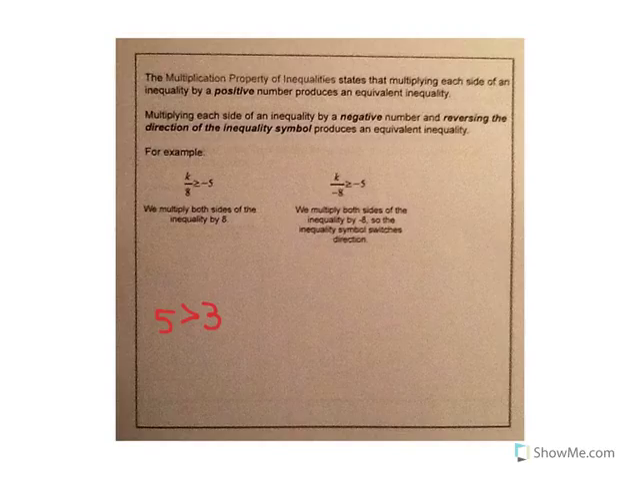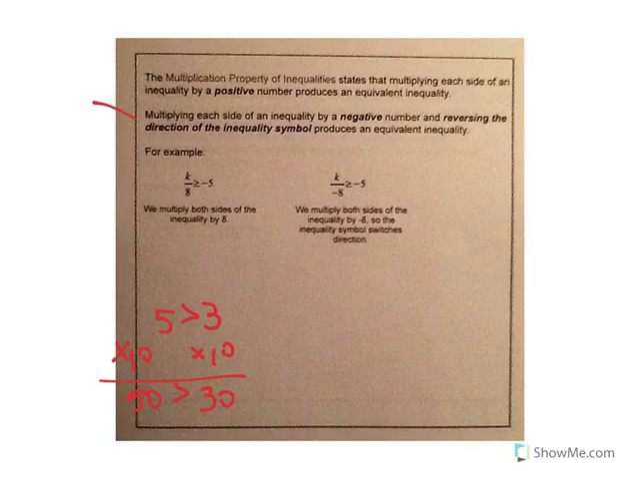The multiplication property of inequalities states that multiplying each side of an inequality by a positive number produces an equivalent inequality. So if we have here 5 is greater than 3, and we multiply both sides by, well, let's say by 10, we still end up with a true statement. That's what that means. So 50 is greater than 30. Great. Makes perfect sense. However, this is the part where it gets a little bit harder, and we're going to show an example just to make sure it makes sense.